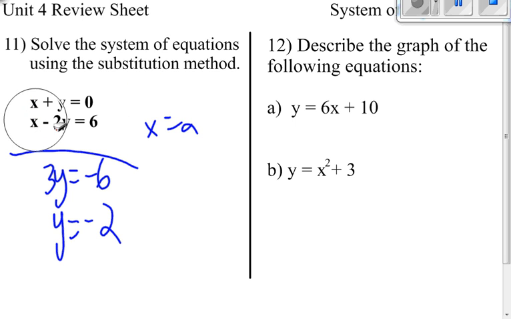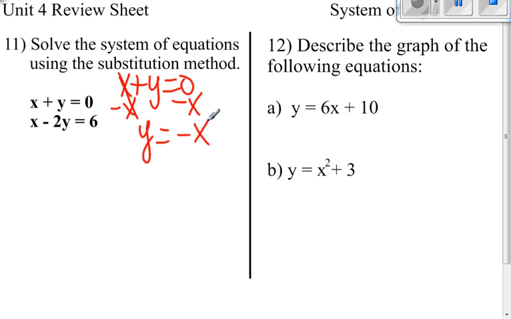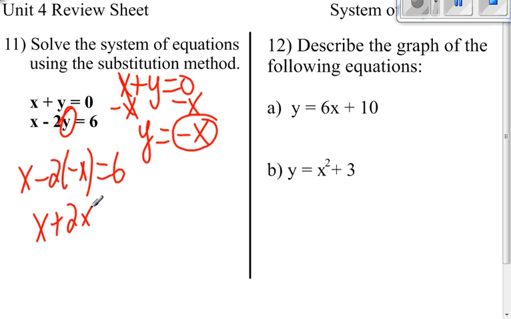Now let me show you doing substitution. In order to do substitution, one of the equations has to either say y equals or x equals. I'm going to take the first equation and subtract x from both sides. So y equals 0 minus x, or just negative x. Now I can substitute that into the second equation. X minus 2 times negative x equals 6. X plus 2x equals 6. 3x equals 6. X equals 2. Now, once you have that, substitute back into one of the original equations and get the y value. I'm going to leave that up to you.